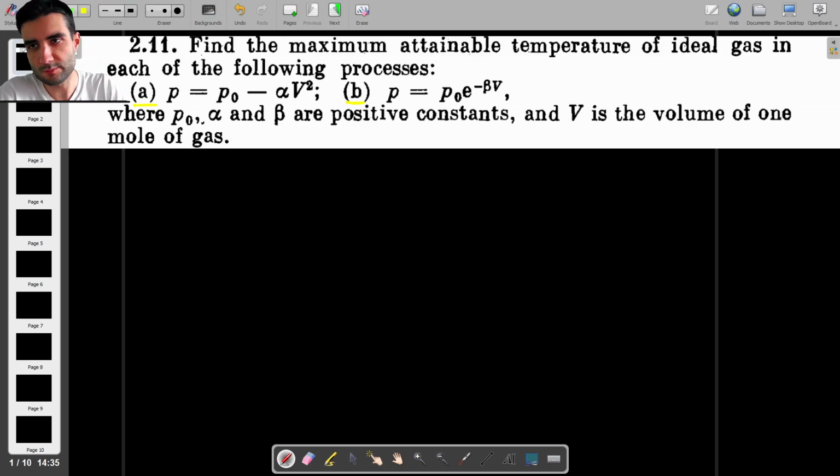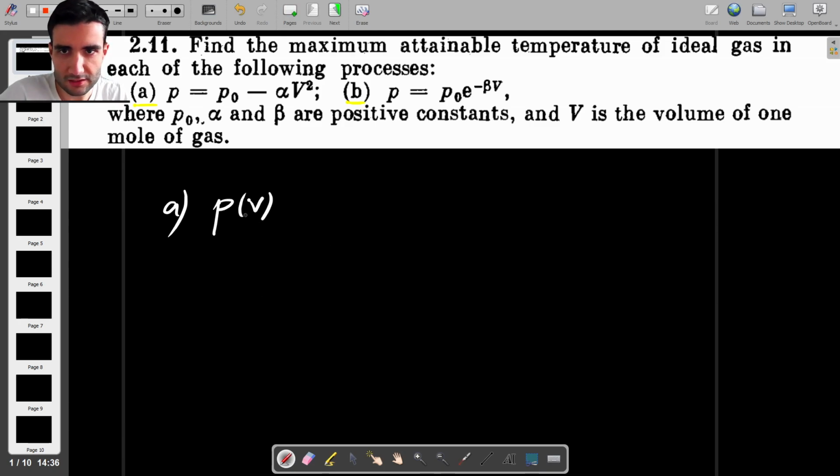The first process, part A: all we know is that the pressure as a function of volume, which I'm writing like this just to show that it depends only on volume in this case, is equal to P naught minus alpha V squared. The question says that P naught, alpha, and beta (beta will appear in part B) are positive constants, and V is the volume of 1 mole of gas.